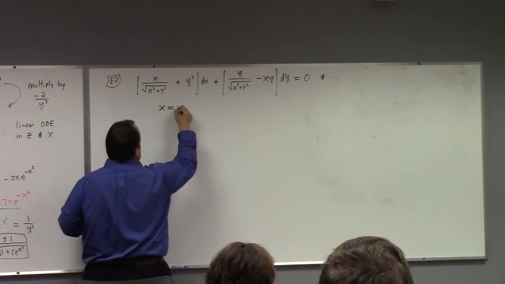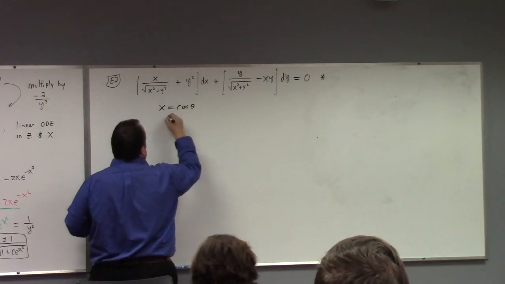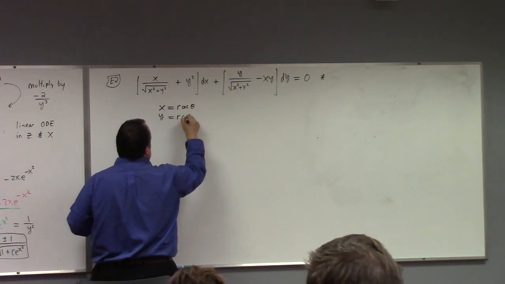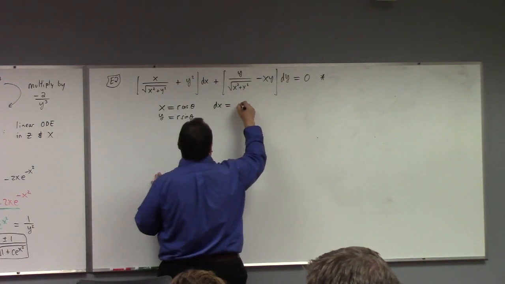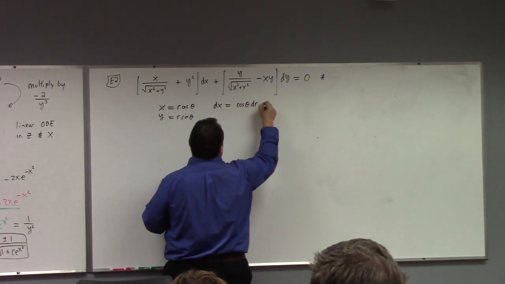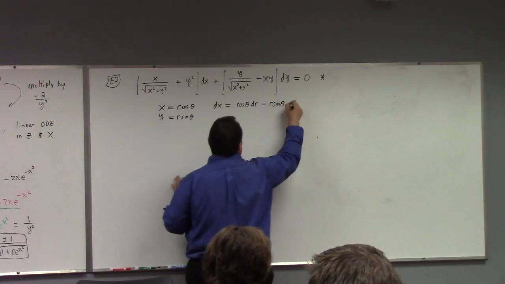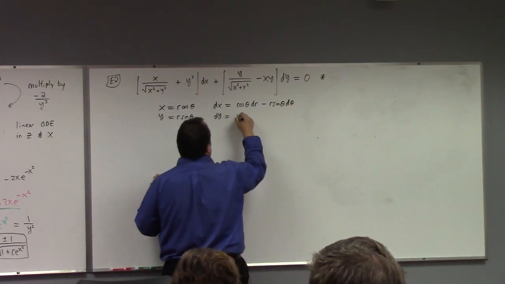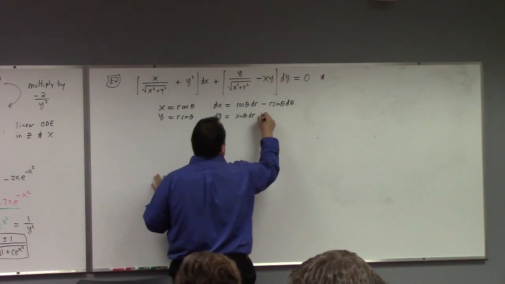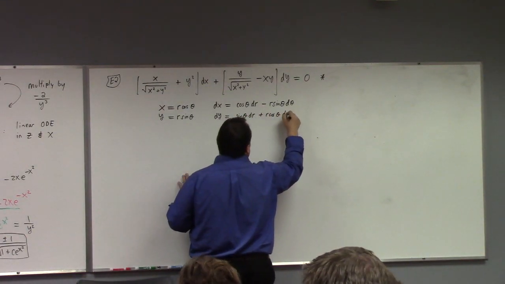If we put x equals r cosine theta, and we put y equals r sine theta, right? Then the differential of x is cosine theta dr minus r sine theta d theta. And the differential of y is sine theta dr plus r cosine theta d theta.